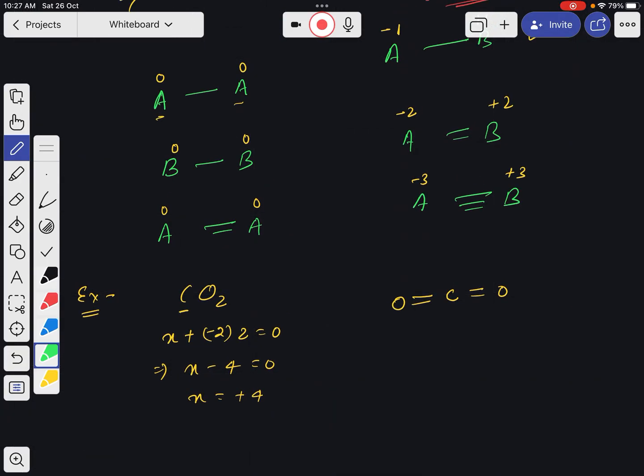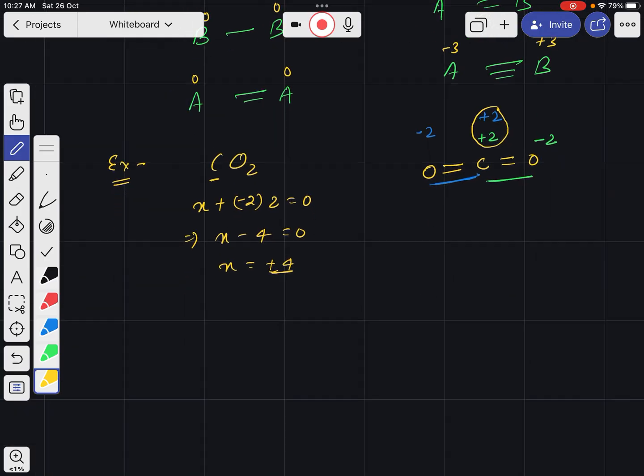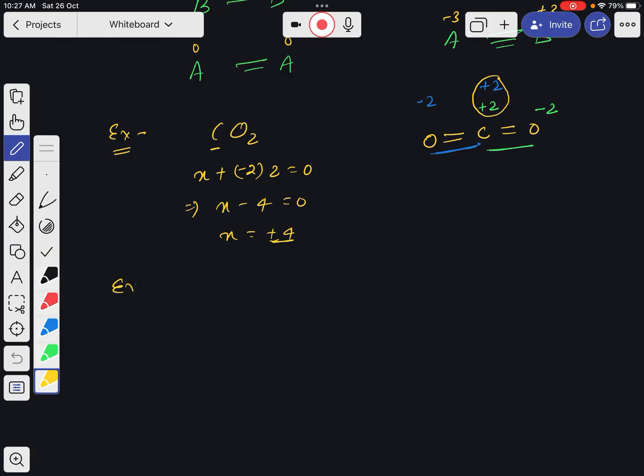In case of carbon and oxygen, the electronegativity of oxygen is high, so oxygen gets -2 and carbon gets +2. In this carbon and oxygen also, the electronegativity of oxygen is high, so oxygen gets -2 and carbon gets +2, so your total positive charge on carbon is +4. In this case also +4. Yes or no?